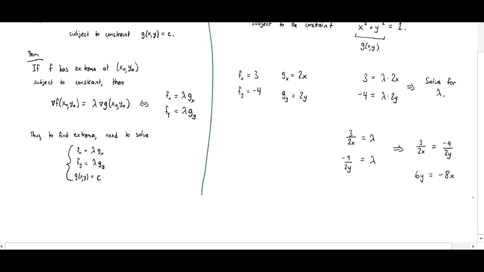And what I want to do is either solve for y or solve for x. Let's say I solve for y. So negative 8 over 6 would be negative 4 over 3 x. The point of everything that I just did was to come up with a relationship between x and y. Now once I get some relationship between x and y, I'm going to sub it into my constraint equation.